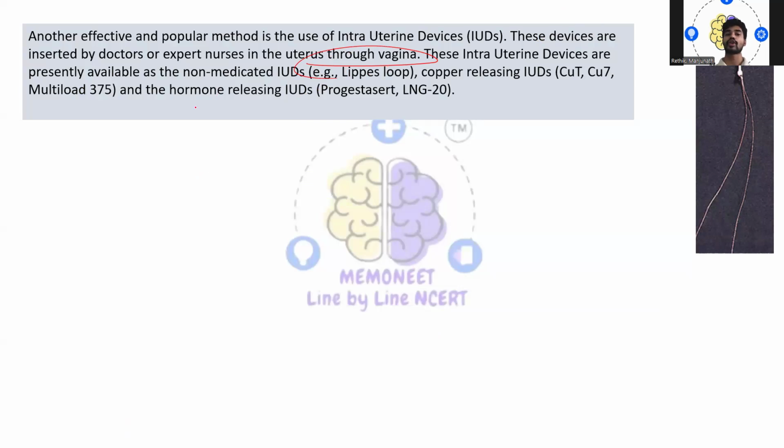These intrauterine devices are available as non-medicated IUDs, for example Lippes Loop, and copper releasing IUDs like CuT, Cu7 and Multiload 375. These are copper releasing IUDs, and there are hormone releasing IUDs like progestasert and LNG-20.